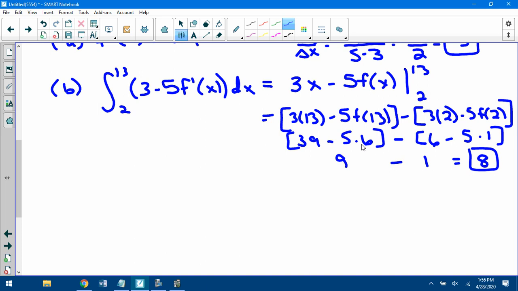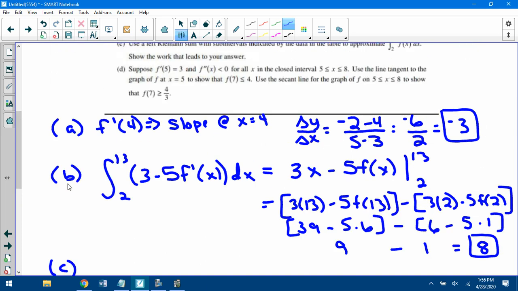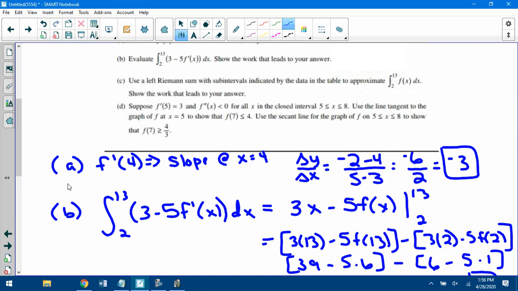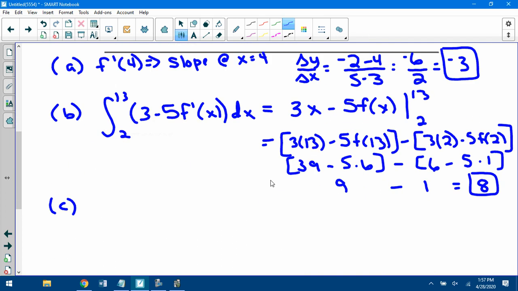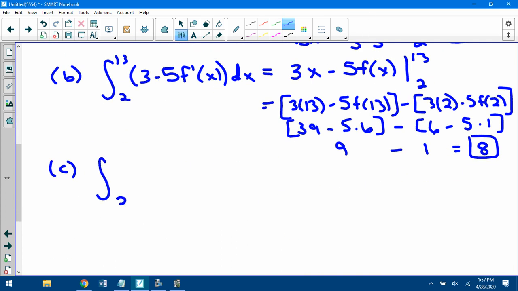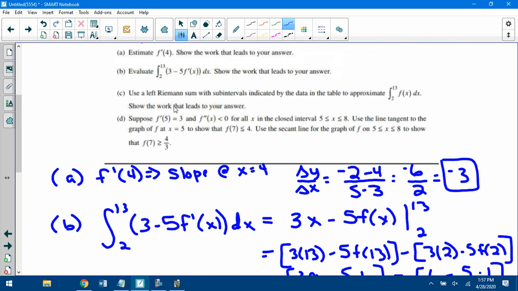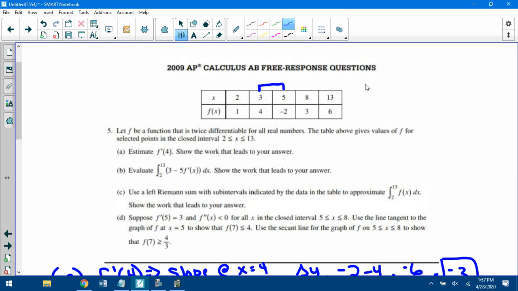Okay, part C. Use a left Riemann sum with subintervals indicated by the data in the table to approximate the integral from 2 to 13 of f of x dx. Okay, well, we've done this. Integral from 2 to 13 of f of x dx. It says to use a left Riemann sum with subintervals indicated by the data in the table. So that means we're going to use all the subintervals we can. So we're going to go from 2 to 3, 3 to 5, 5 to 8, 8 to 13.